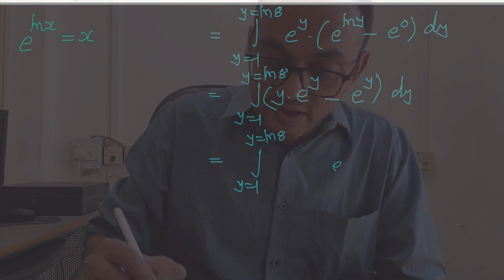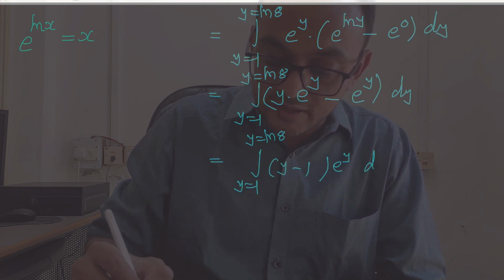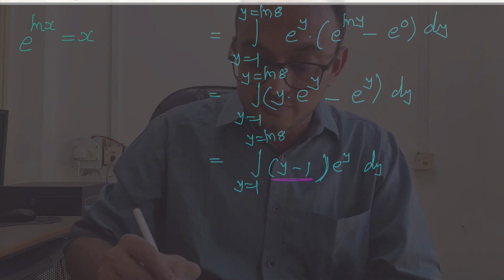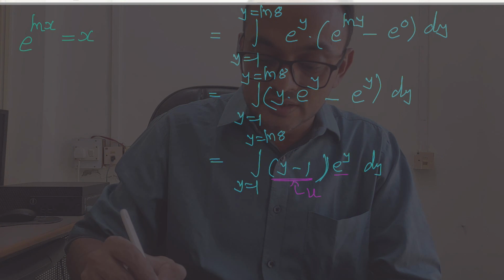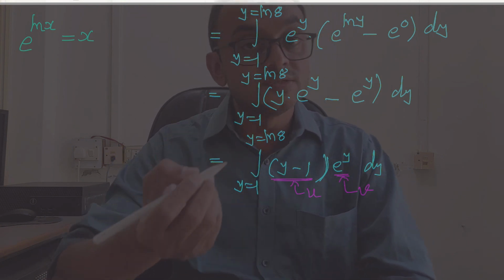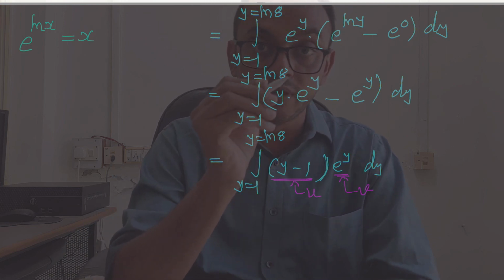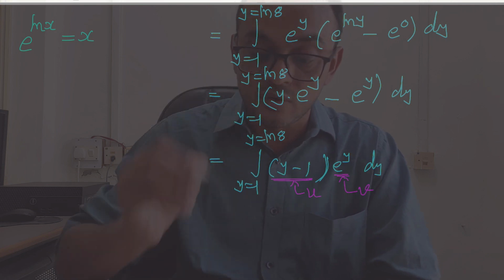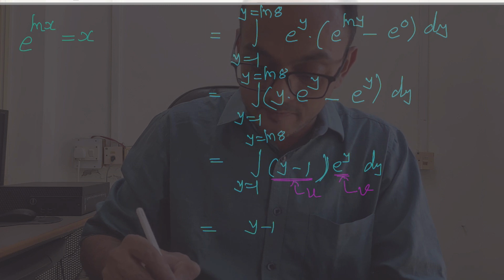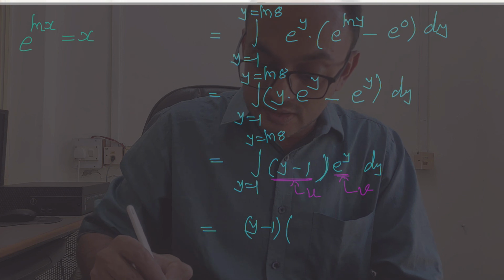Suppose I take e raised to y common, then this is (y minus 1) dy. Now this is my u and this is our v. What is the general rule of integration by parts? Integration of uv is u times the integration of v. So this is equal to u as it is. Integration of e raised to y is e raised to y.